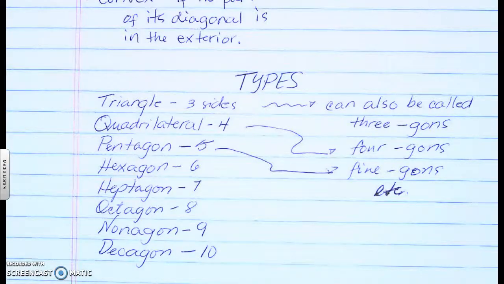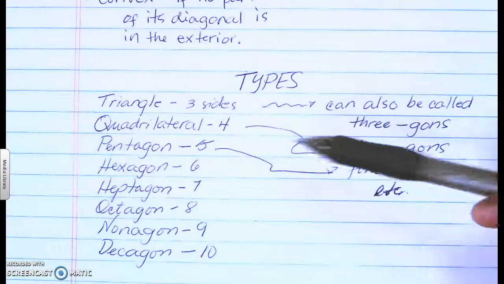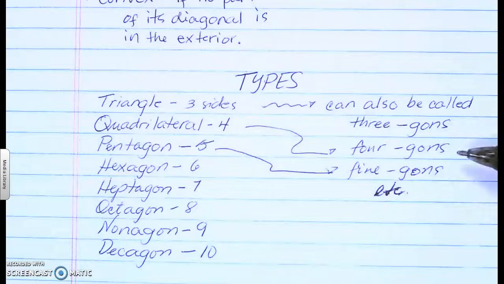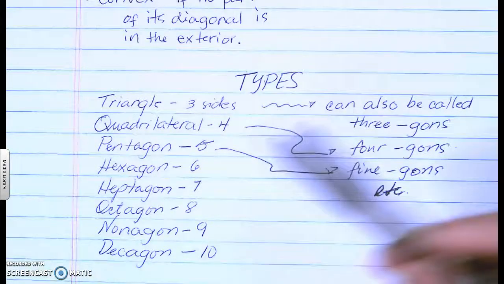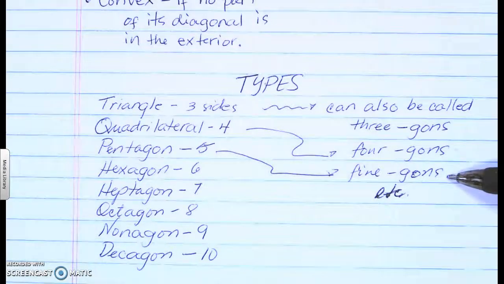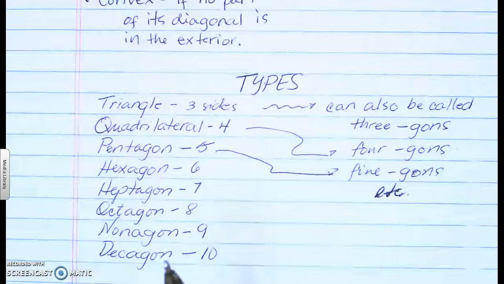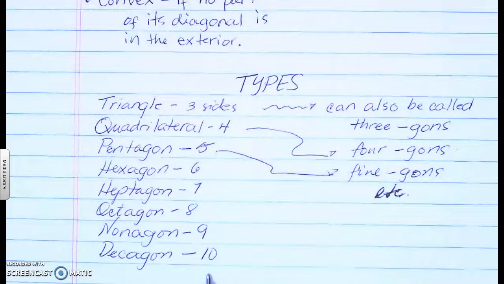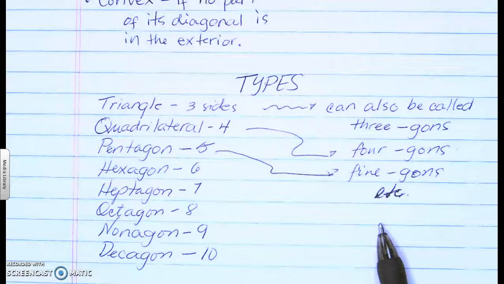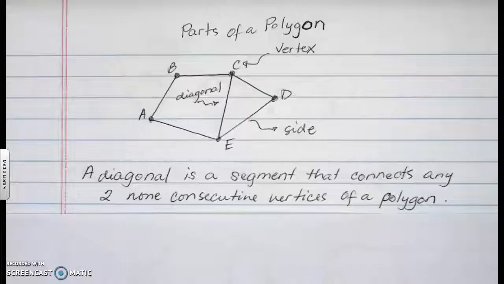And then, once again, a quadrilateral that has four sides can also be named as four gons. A pentagon can also be named as five gons. And so, if I ask you the name of an 11-sided polygon, you can say, well, miss, I can call it 11 gons. And you should be correct when you say that. Okay, so let's review parts of a polygon.